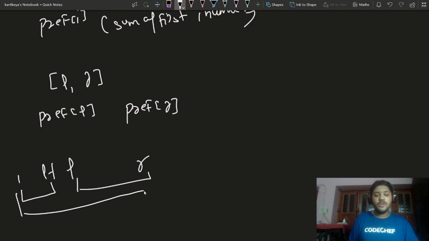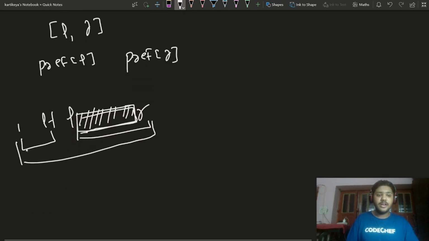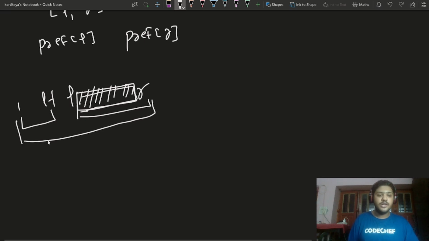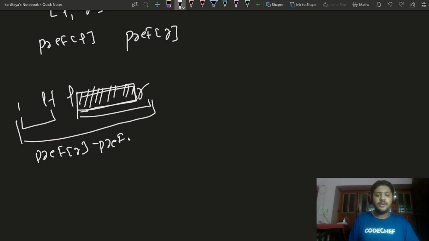What does prefix of R have? All the numbers from 1 to R. And what we need is the sum from L to R. We only need the numbers from L to R. So what should we subtract from prefix of R to only get the numbers from L to R? I think that this is the irrelevant section from 1 to L minus 1. So we would only subtract: prefix of R minus prefix of L minus 1. So this would give me the sum of numbers from L to R.